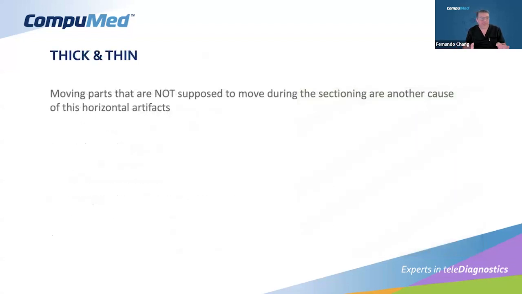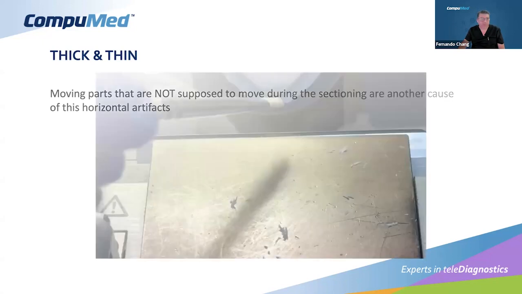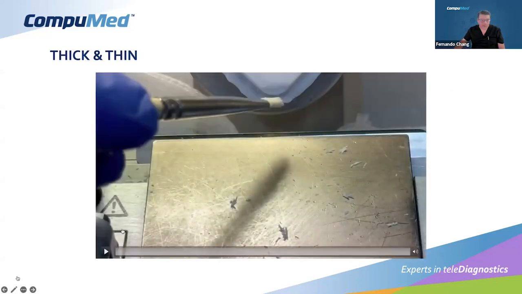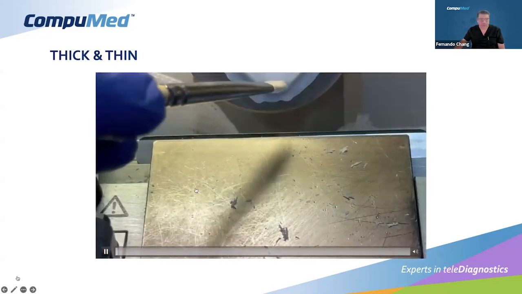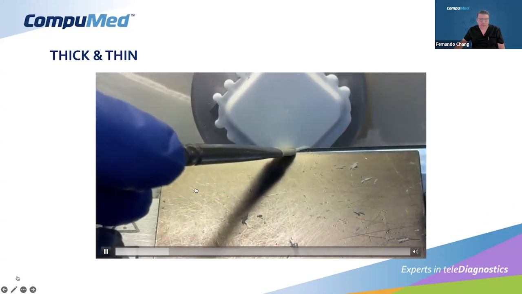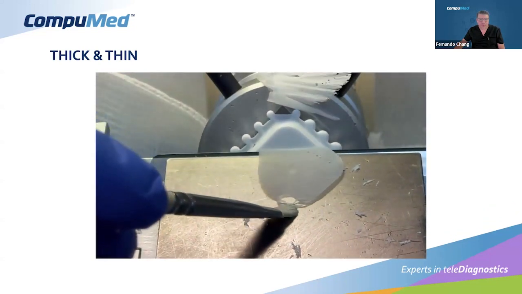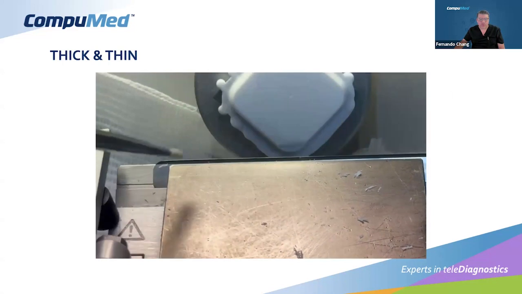The reason is that the cryostat has a bunch of moving parts, and some of these moving parts are not supposed to move during the sectioning. When they move when they're not supposed to, they create this Venetian blind effect as well. This is an example of the thickened section. We're going to come back to that. And at the top, I want you to focus on the top.